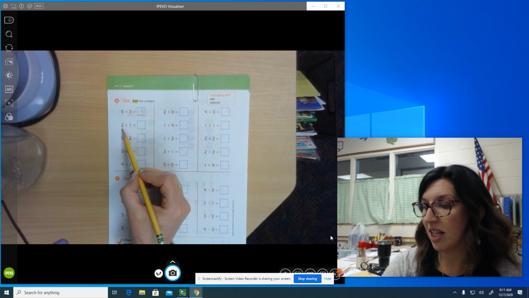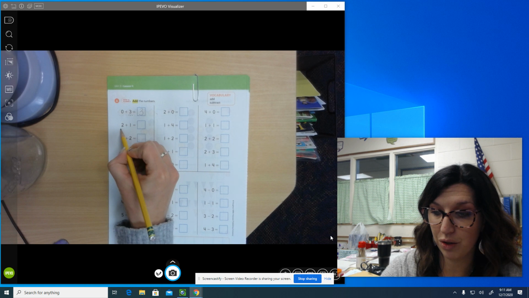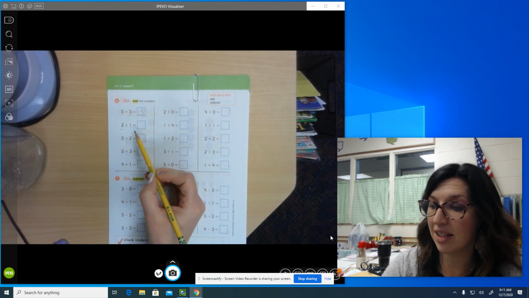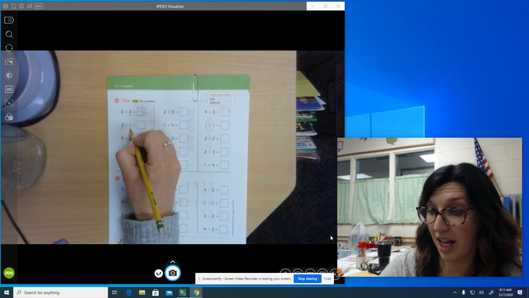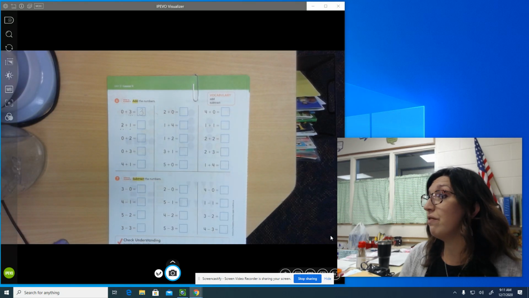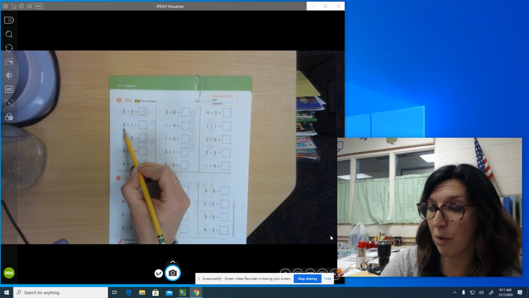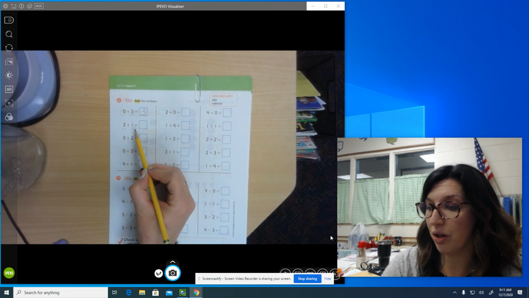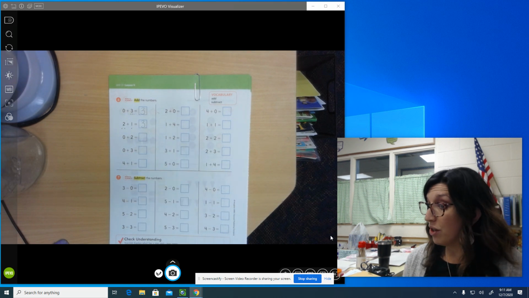Okay, let's look at this one. How many dots do I draw for the first number? 2. I see a 2, so I'm going to draw 2 dots. How many dots do I draw for the second number? 1. Now, what do I do to figure out how many I have all together? I count them. I count all the dots. Count with me. 1, 2, 3. 2 plus 1 equals 3.